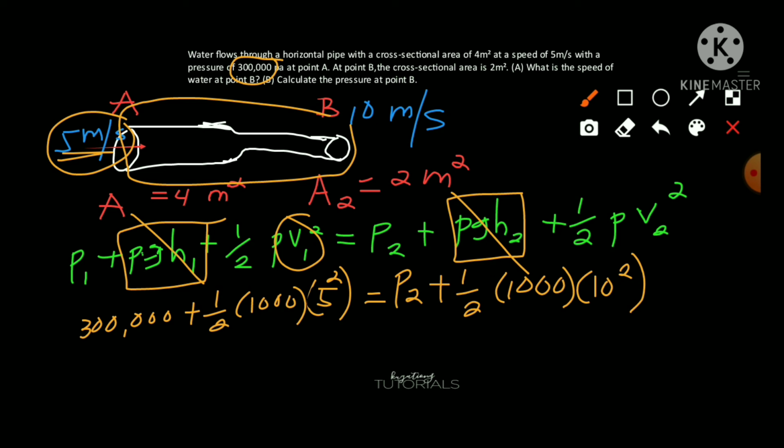Now if we get 1/2 of 1,000 times 5 squared, that is actually 12,500. So this is going to be 300,000 plus 12,500. If we add 300,000 with 12,500, that is actually 312,500. So that's the left side.